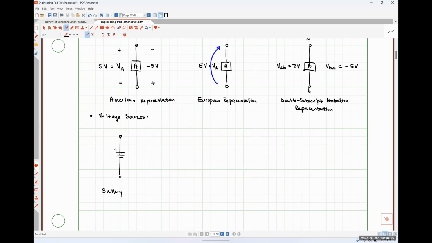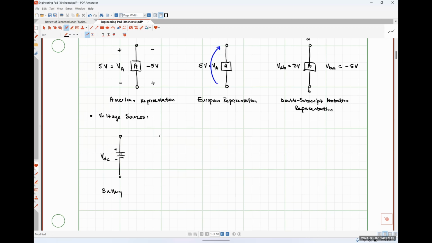The long horizontal line is associated with the positive polarity terminal of the voltage source, and the short horizontal line is associated with the negative polarity terminal of the voltage source. Our voltage source will have some particular magnitude, and because a battery is a source of DC voltage, I'm just going to represent that magnitude with a symbol here, VDC for right now. Okay. So this is our first representation.